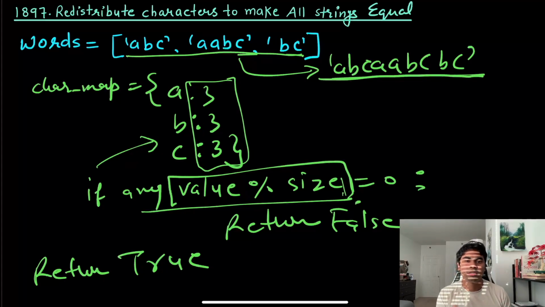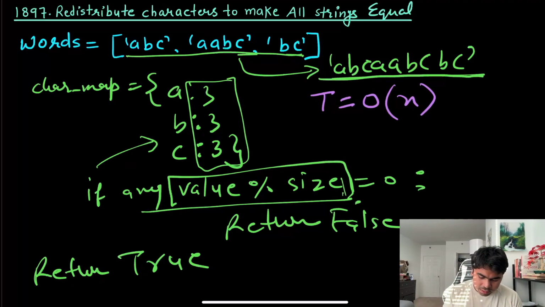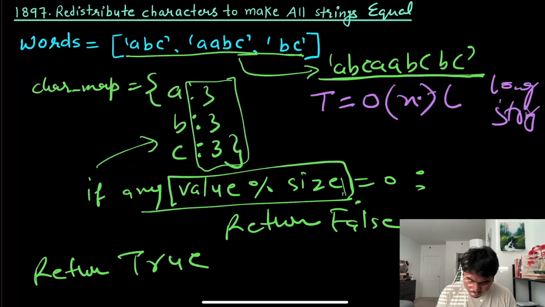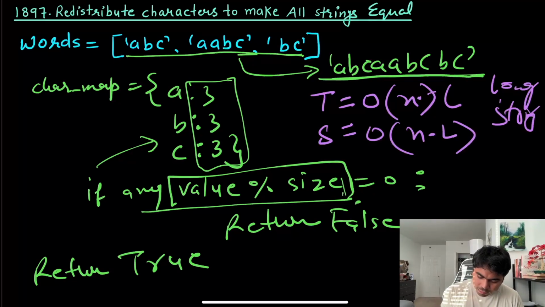You cannot make all the strings equal no matter how many operations you do, because the characters are not present as per the size of the words. So the time complexity of this solution would be big O of n, where n is basically, you can say, the size of words, and that too you can maybe say n into L, where L is the size of the longest string. Okay, just forget about it. And space is basically also n into L.